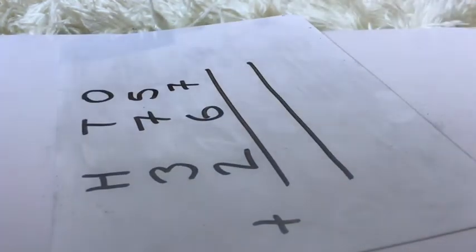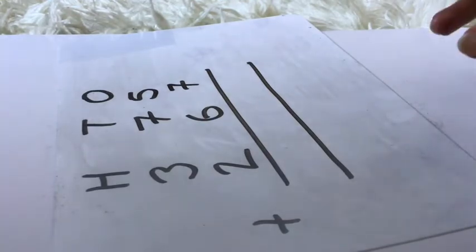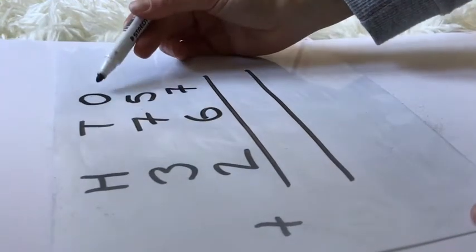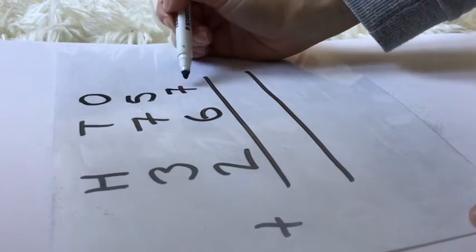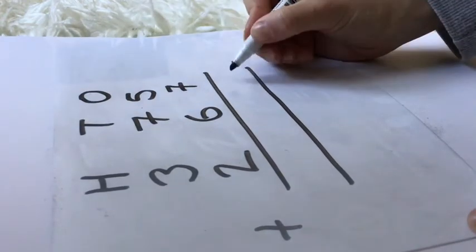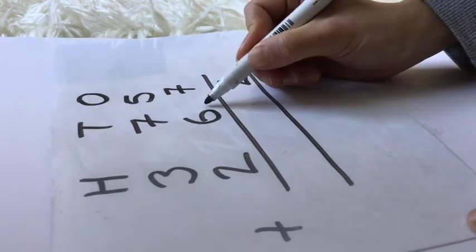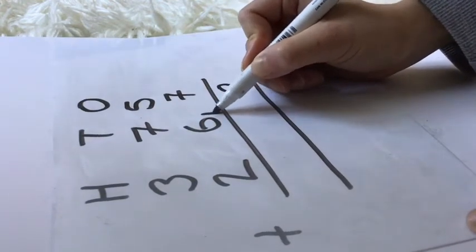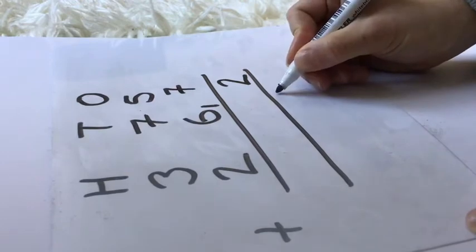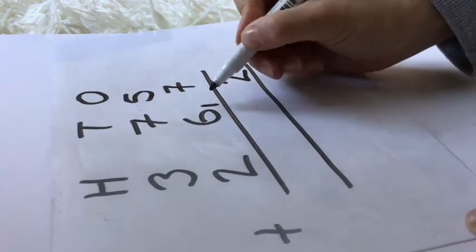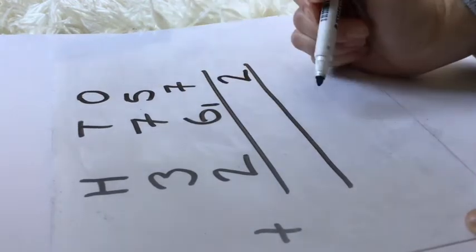Now, if you want to use the split strategy, the column method, we obviously add the ones first. So 5 plus 7 gives us 12. So we need to put the 2 from the 12 in the ones column, carry over your 10. Now you can put your 10 down here if you find it easier, but I'm just going to keep it up here with the other digits.